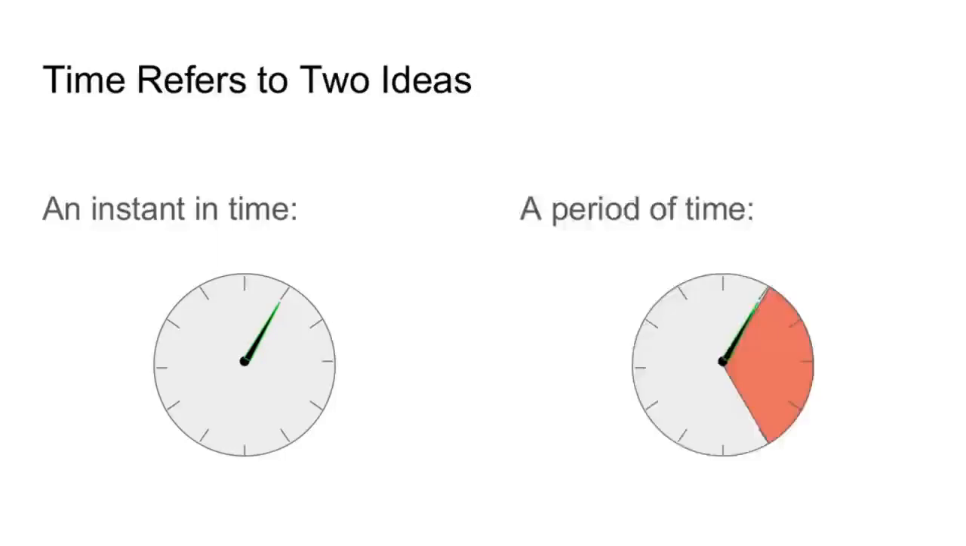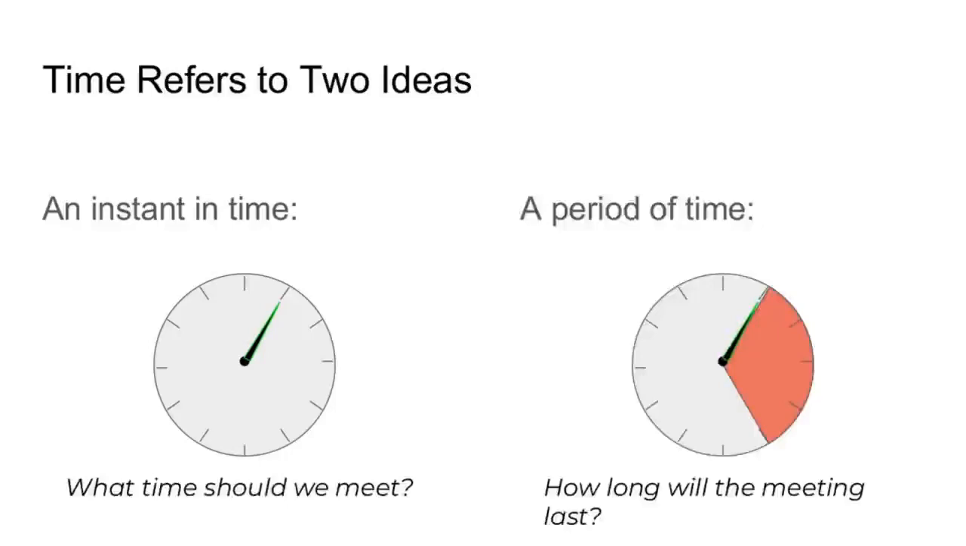Well, we want to start by talking about time. In physics and in language, time refers to two ideas. The first is an instant in time. This answers questions like, what time should we meet? The second idea is a period of time, and that answers questions like, how long will the meeting last?